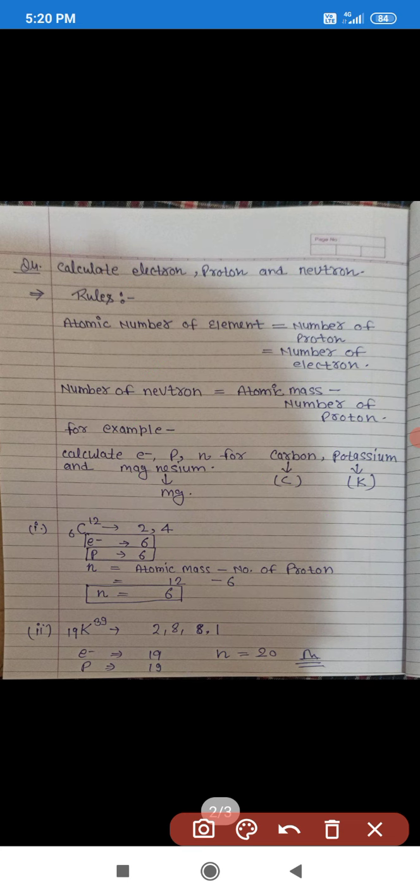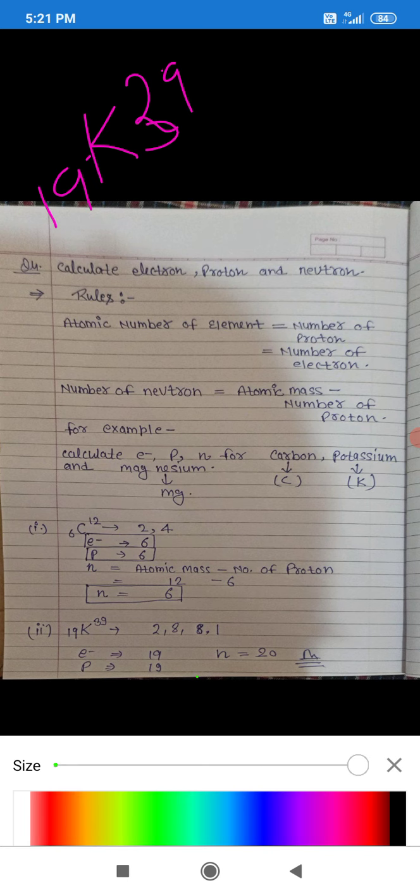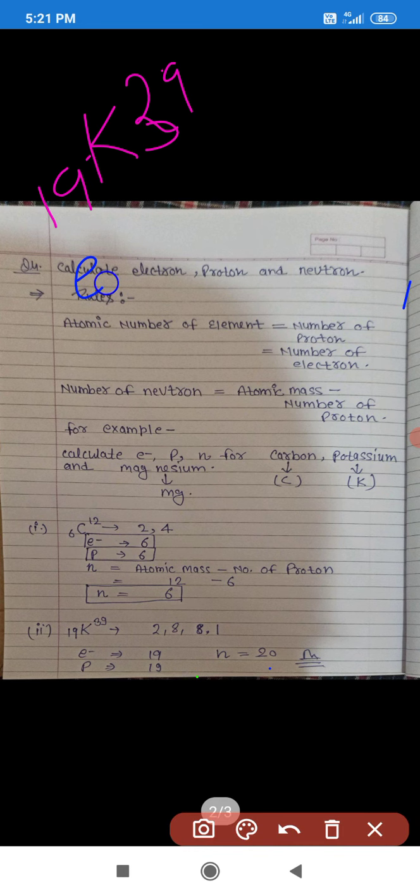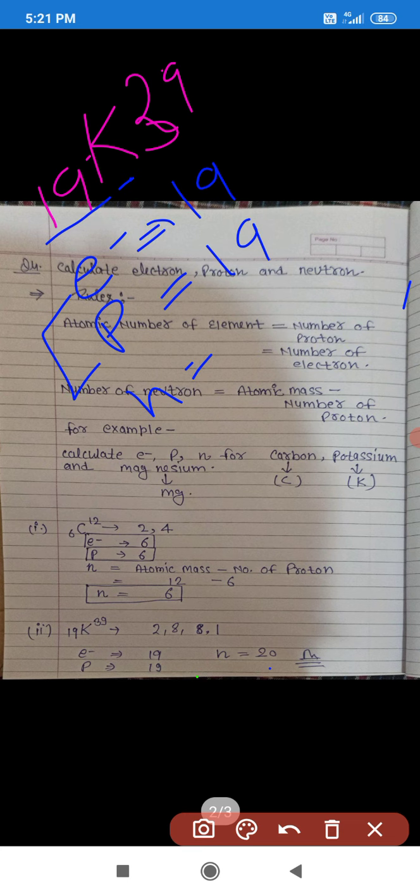Now I am going to discuss another example: potassium. The symbol of potassium is K. The atomic number of potassium is 19 and the atomic mass is 39. So how to calculate electron, proton and neutron? In the potassium case, the atomic number is 19, so the number of electrons is 19 and the number of protons is also 19, because both are always equal to the atomic number. That's why the electrons and protons are also 19.